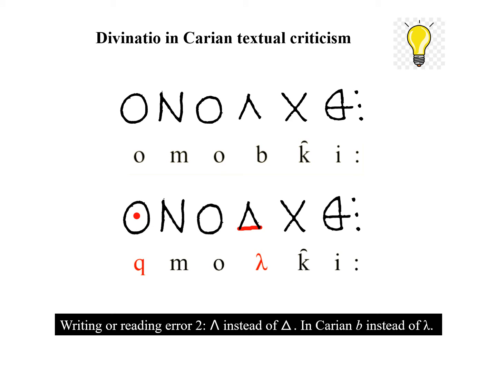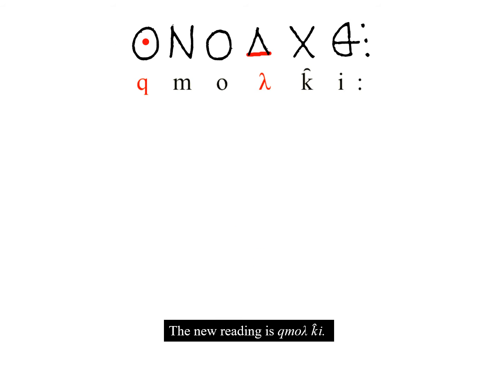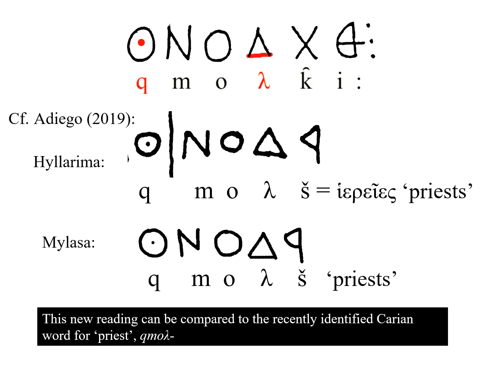Writing or reading error 2: lambda instead of delta. In Carian, B instead of Carian double L, conventionally transcribed by lambda. The new reading is Como Key. This new reading can be compared to the recently identified Carian word for priest, Como.